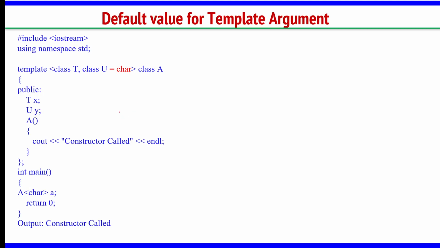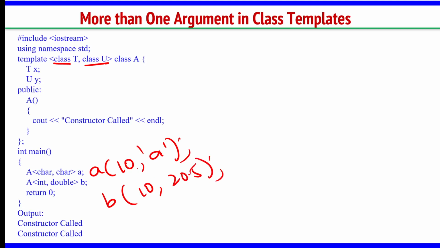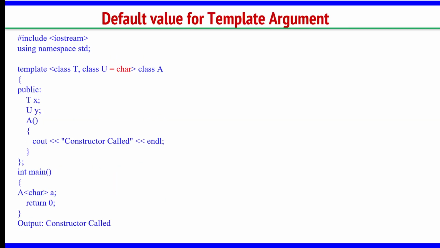Default value, can we give a default value for a template argument? In this example we are giving two types here. We want to have more than one type of argument like this. I want to pass A with 10 and single quote a. Also, I want to create another object, 10 with 20.5. So, you are having two arguments here, so you have to create two class types for templates. Here I have two arguments T and U. One argument I want to hard code.